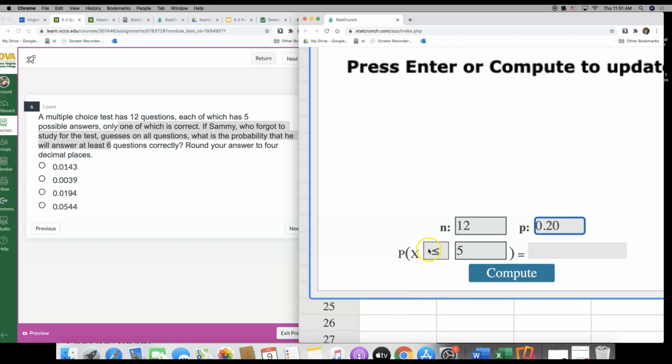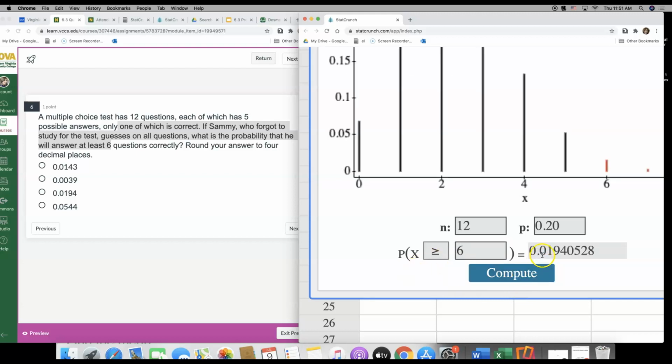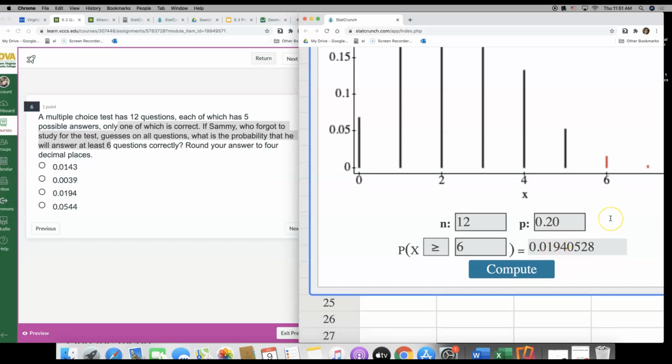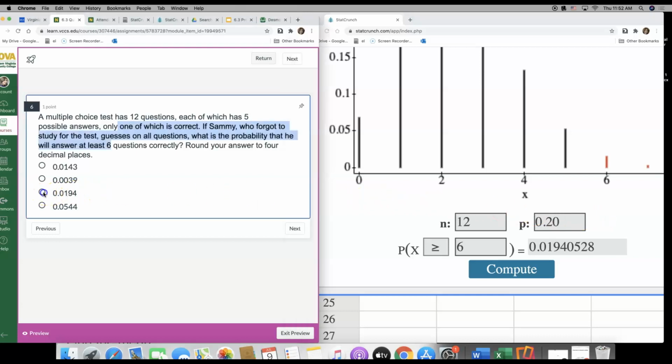P is 0.20, because 1 divided by 5 is 0.2. They said at least 50 percent, meaning at least 6 questions. So we choose greater than or equal to 6 and compute it. The answer is 0.0194. So there's a less than 2% chance that he's going to get over 50% if he doesn't know what he's doing. So 0.0194 is the answer that we want to click on. And there it is.